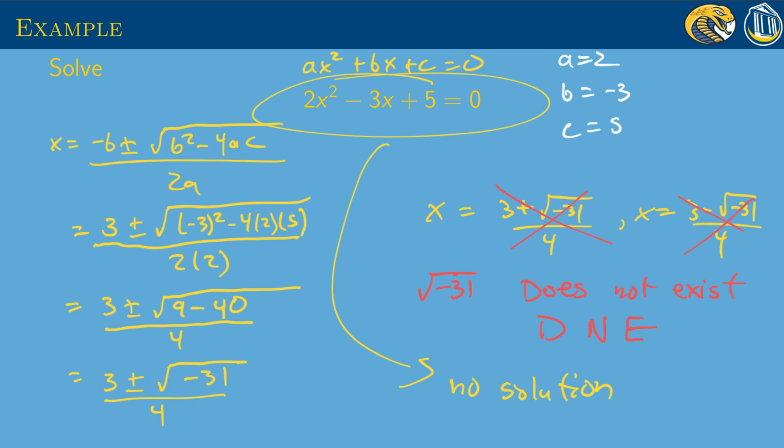And that's fine. When we're solving quadratic equations, there's 3 possibilities: that we have no solution, that we have 2 different solutions like the last problem, or that we have only one solution repeated, which we saw in the problem before that.